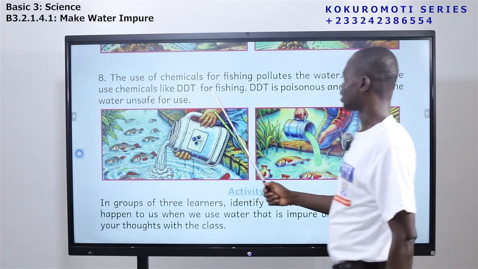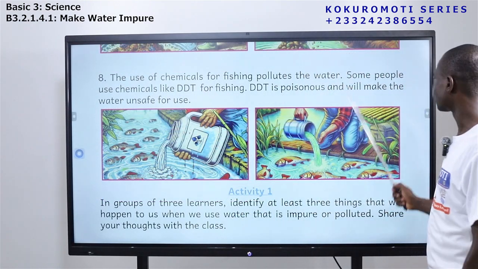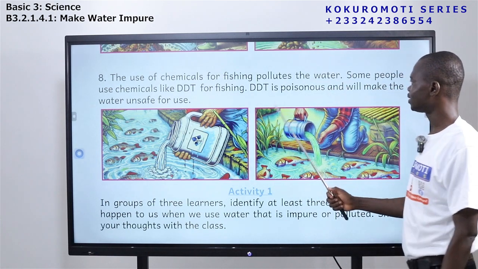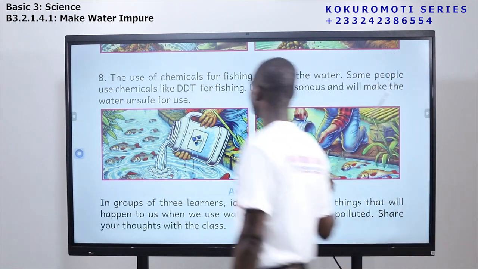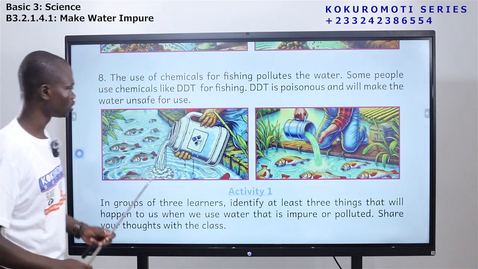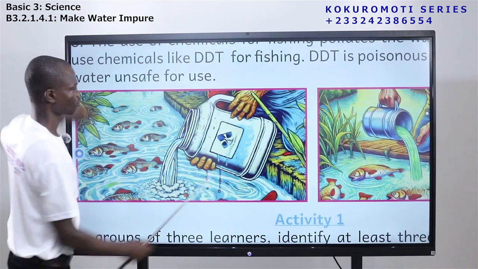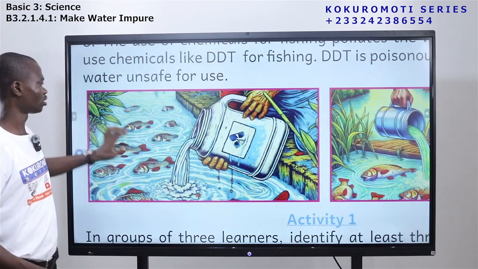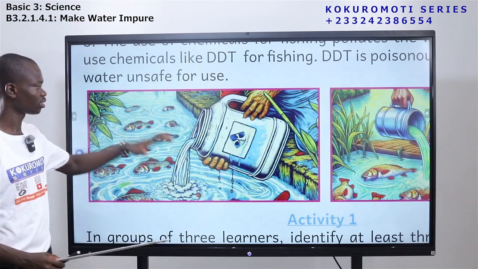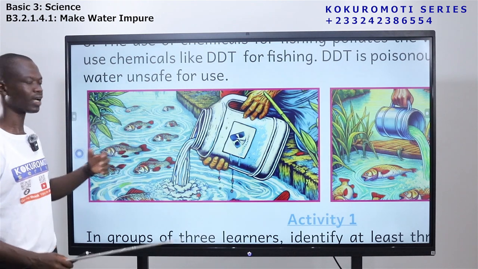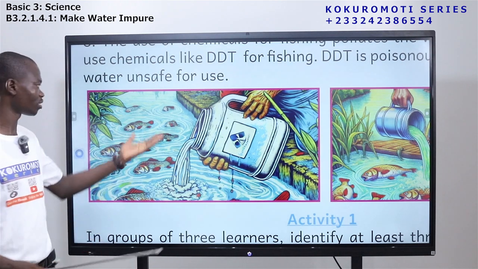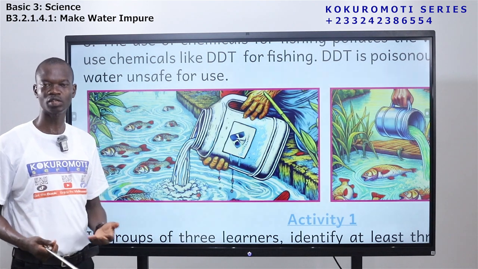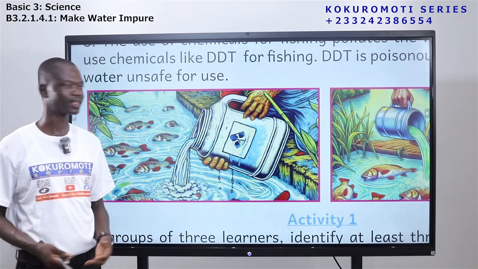The use of chemicals for fishing pollutes the water. Some people use chemicals like DDT for fishing. DDT is poisonous and will make the water unsafe for use. So if you look at the picture, you see this is the chemical, poisonous chemical called DDT. So what they do is that they pour this chemical into water bodies and it will kill all living things, including the fish. So after that, they will just take the fish out and then they will sell. That is what we buy from the market.